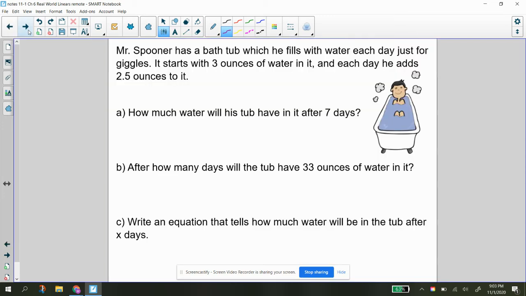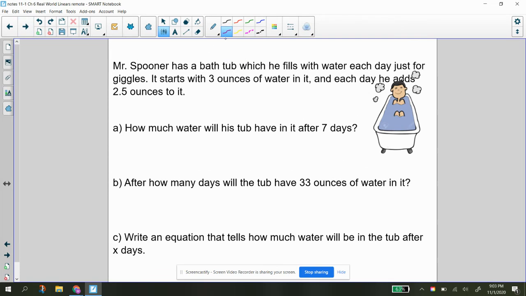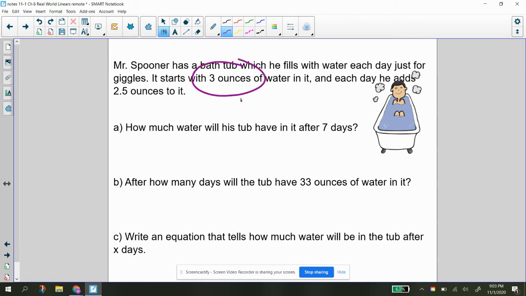All right, this is a fun one. I've got a bathtub and I just like to fill it with water because, why wouldn't I? So if it starts with 3 ounces right away, I hope you're seeing that and "Oh," that looks like the y-intercept. That is your starting value. It's not going to change. And then it looks like I'm adding 2.5 ounces to it. Hopefully you see that. That is a rate of change. You're thinking that is the slope.